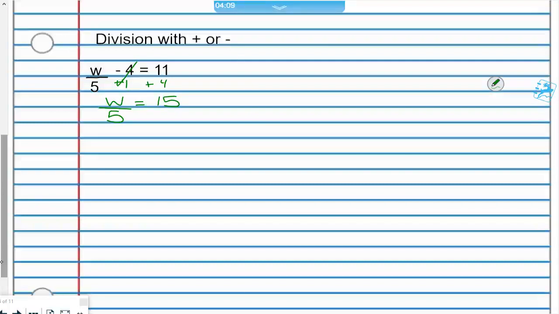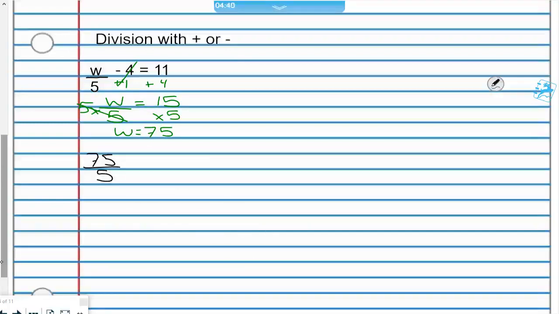So if I take w divided by 5, I need to multiply. That will leave me with w. If I multiply by 5, 5 times 5 is 25. Carry the 2. 5 times 1 is 5, plus 2 is 7, so 75. Let's check our work. 75 divided by 5 equals 11? Well, let's find out. Whoops, I missed a spot.